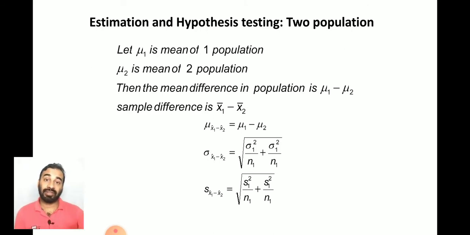Similarly, sometimes we don't know the population standard deviation or population variance. In that case we can use the sample variance. Simply, instead of the population variance we use the sample variance: s1 square divided by n1 plus s2 square divided by n2.